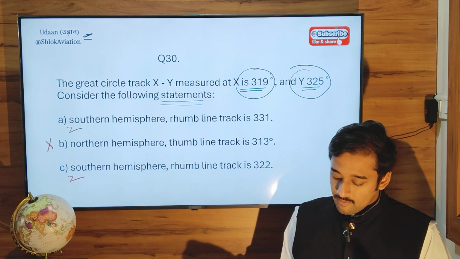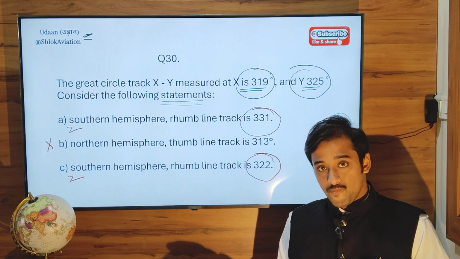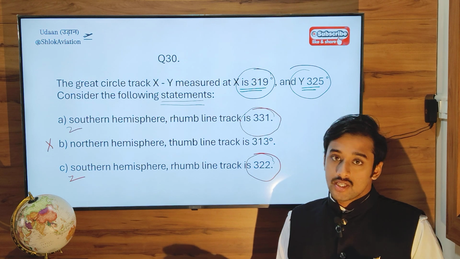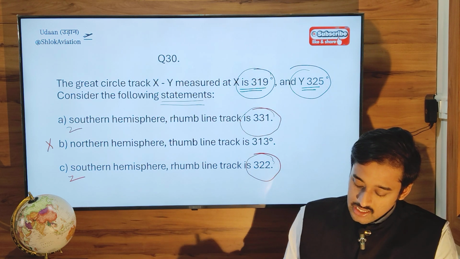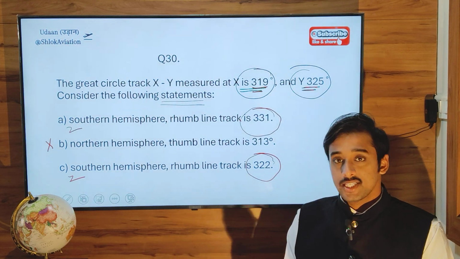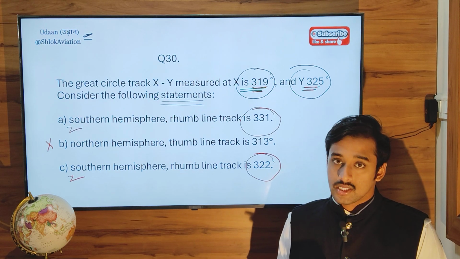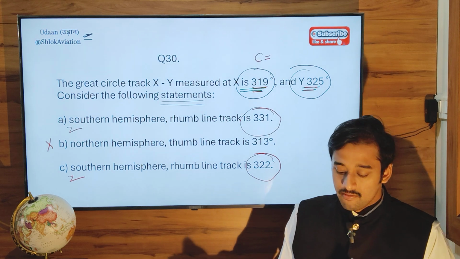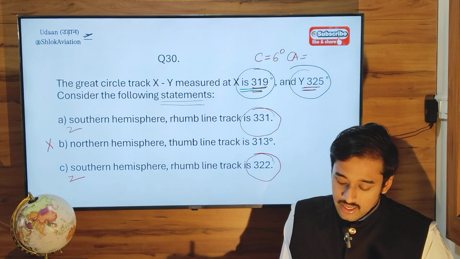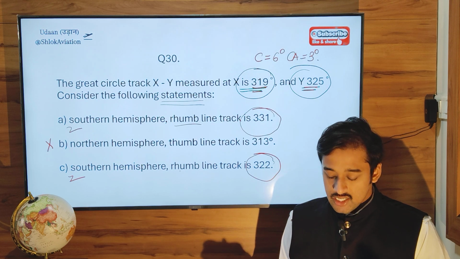Now they are asking you to find the Rhumb line track. One is 331, one is 322. Now the difference between two great circle tracks is your convergency. The great circle track at X was 319, at Y was 325. So the great circle track has changed from 319 to 325. That has happened due to the convergency of meridians. So convergency in this case, 325 minus 319, is how much? 6 degrees. So the convergency angle will be 3 degrees, right?